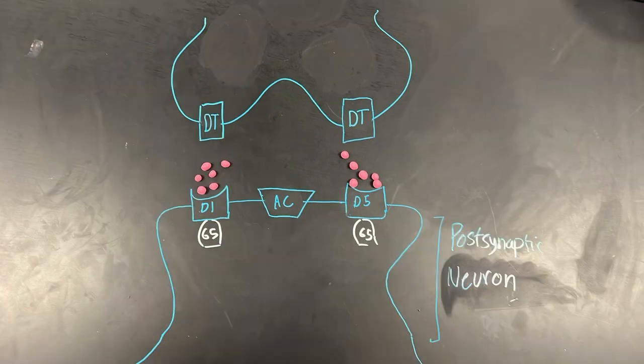There are two types of receptors for dopamine, D1-like and D2-like. D1-like consists of the D1 and D5 receptors, which stimulate the activity of adenylyl cyclase, while D2-like, consisting of D2, D3, and D4, inhibit it.